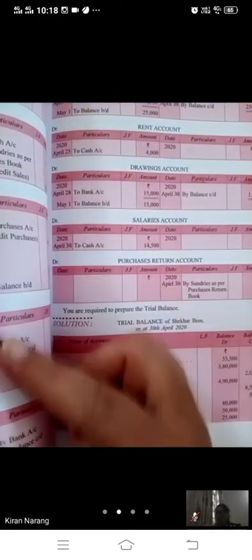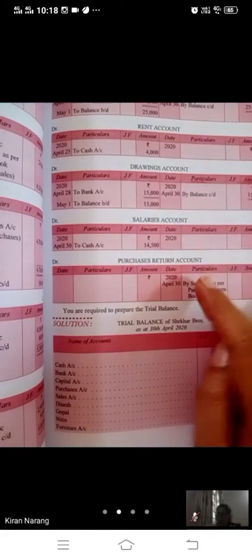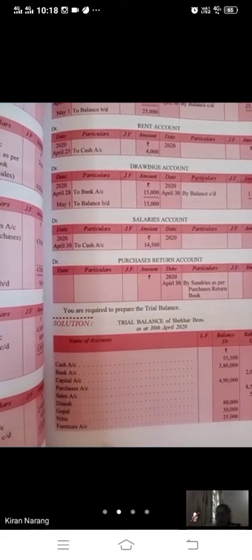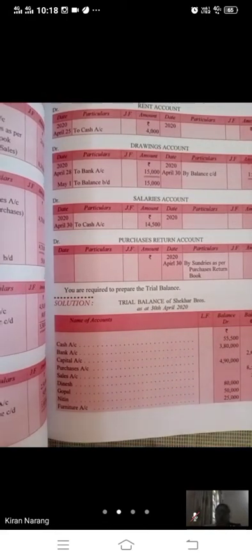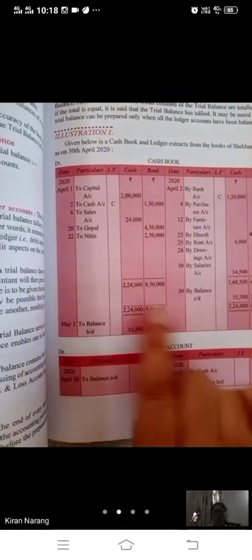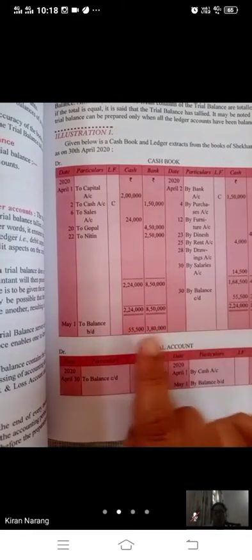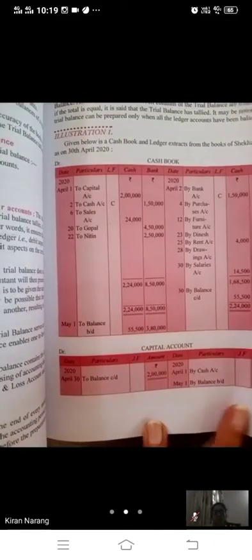Cash account, bank account, capital account, 3. Then purchase account, sales account, Dinesh, Gopal, Nitin, furniture account, rent account, drawings account, salaries account, purchase return account. All the names you will write, only the names. Then you will write their closing balance in their respective columns. Now have a look at the balance BD. If its opening balance is on the debit side, it will be written in the debit column. Capital is showing a credit balance, then it will be shown in the credit column.